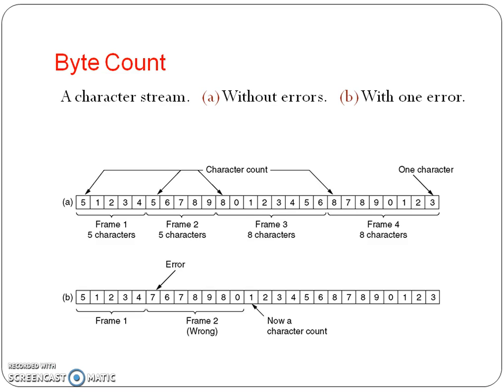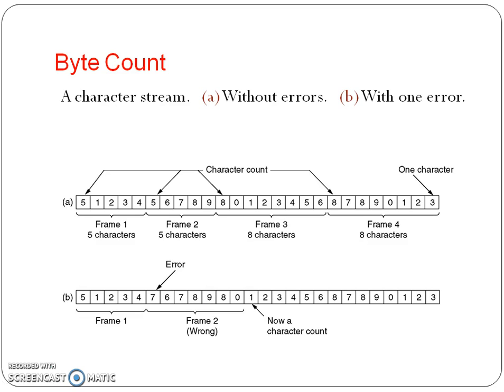This first method uses a field in the header to specify the number of bytes in the frame. When the data link layer at the destination sees the byte count, it knows how many bytes follow and hence where the end of the frame is. The technique is shown in the following figures. If you see this, the first number indicates the frame count, that is, by how many bytes it is followed. And in figure B, we can identify some errors, as shown in this frame structure.